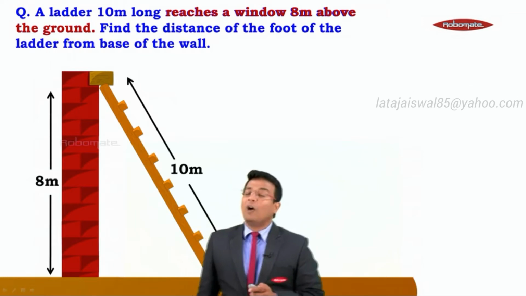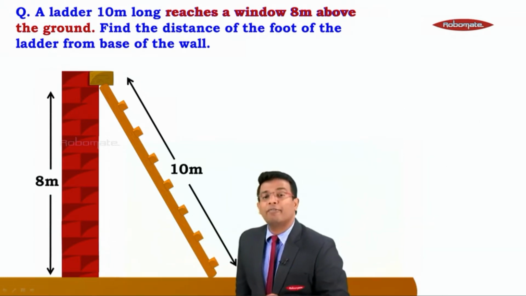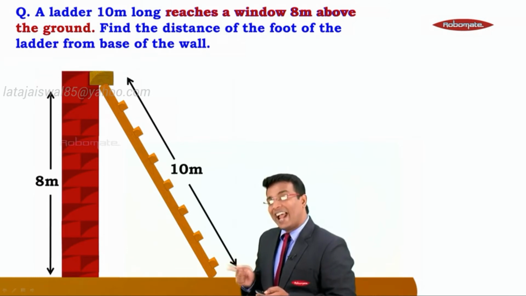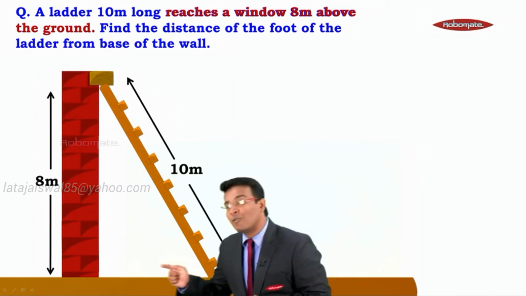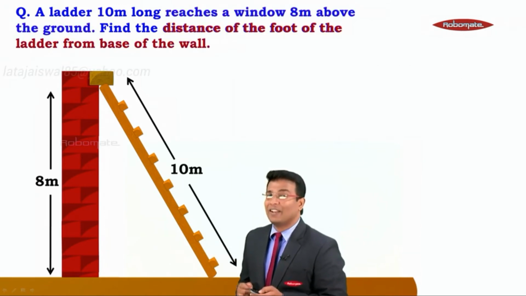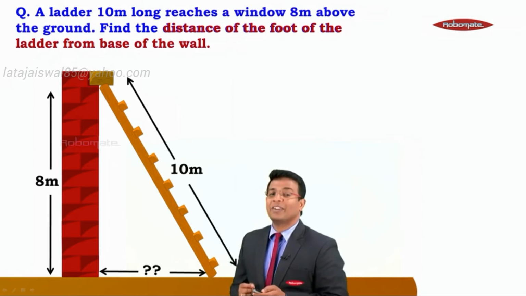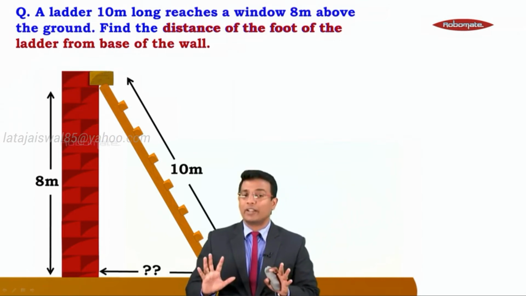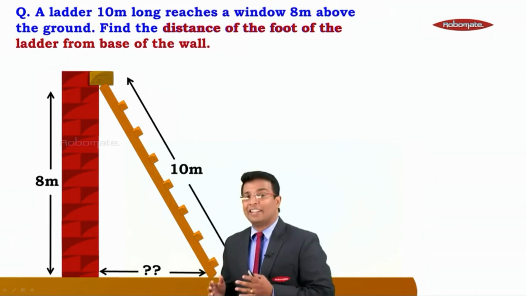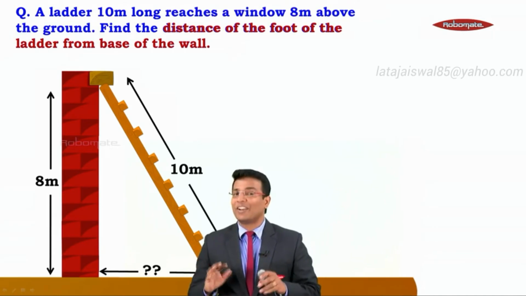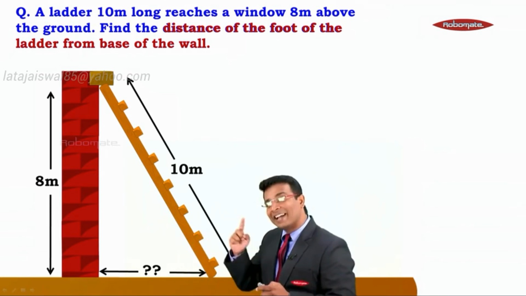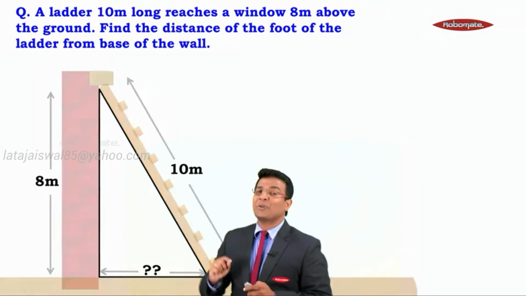Now find the distance of the foot of the ladder. That is the foot of the ladder, and this distance from the base of the wall is what we need to find. Is this clear? Now students, you are not supposed to draw a ladder, building and a window like this, with no ground at all. You are supposed to present the entire sum like you have a right angle triangle here. Beautiful. That is what you're going to present.